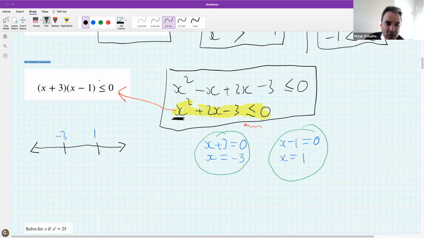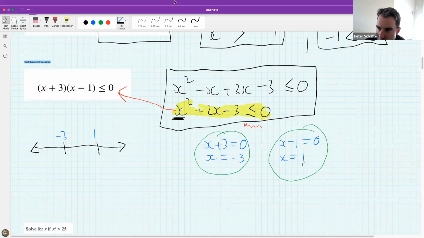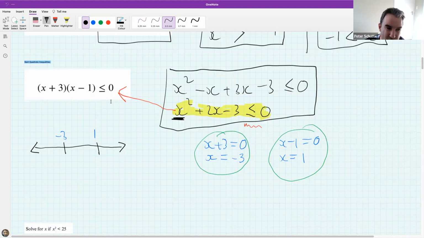Awesome. So now here's the next step. We're going to choose a value bigger than 1. So we've got these critical values, and we choose a value bigger than 1. So I always choose, let me choose 10 because it's very easy. If I choose 10 and I put 10 here, we know that 10 plus 3 will end up being positive. So I'm just going to write positive. 10 minus 1 will also be positive. And so positive times a positive, I'm going to put a positive value here.